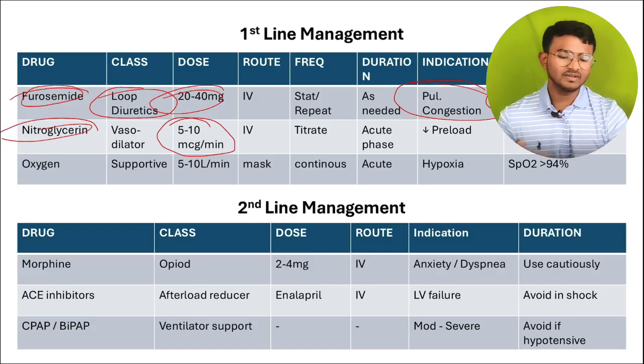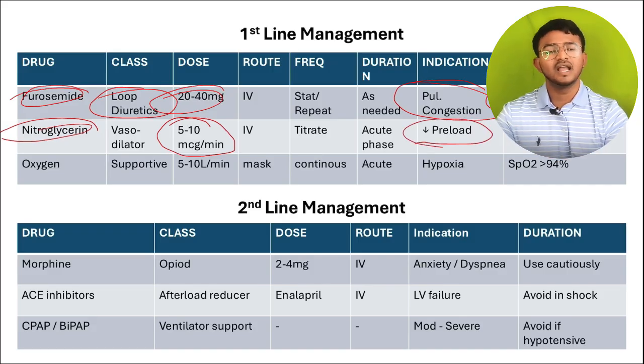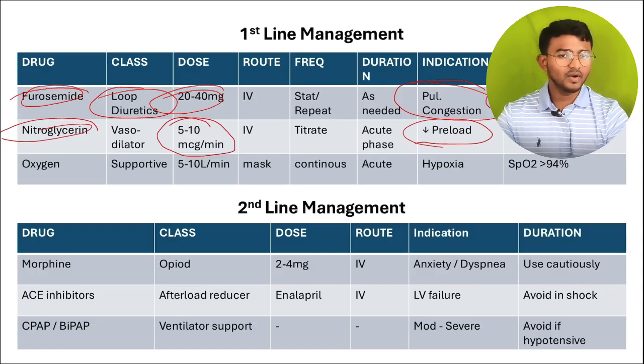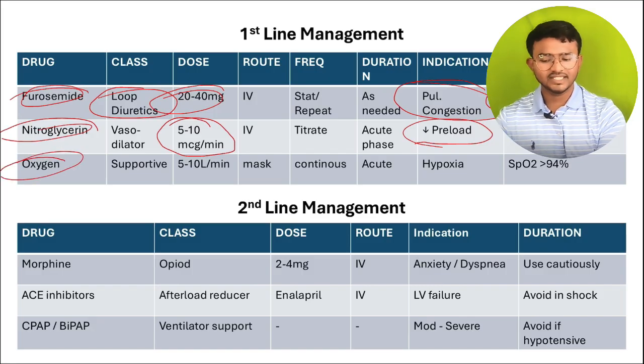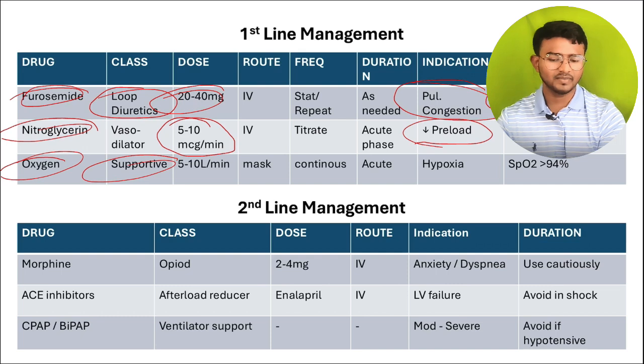The indication is that it will reduce the preload, and we have to monitor the blood pressure. In hypotension cases we can't give nitroglycerin, because it will increase the severe hypotension even more and the patient can die. Okay. Next one, oxygen supplementation, as supportive treatment, 5 to 10 liters per minute.